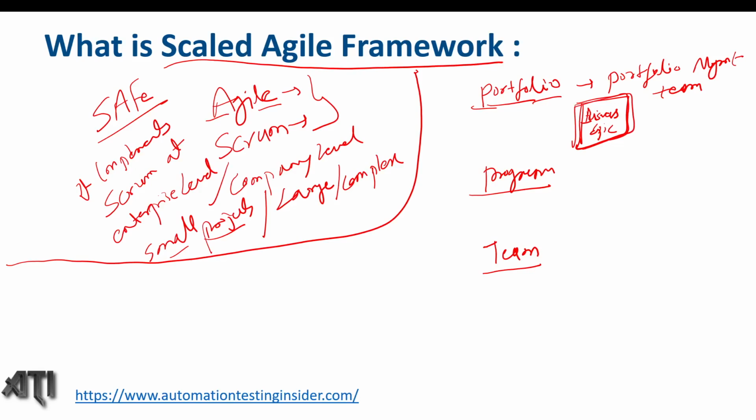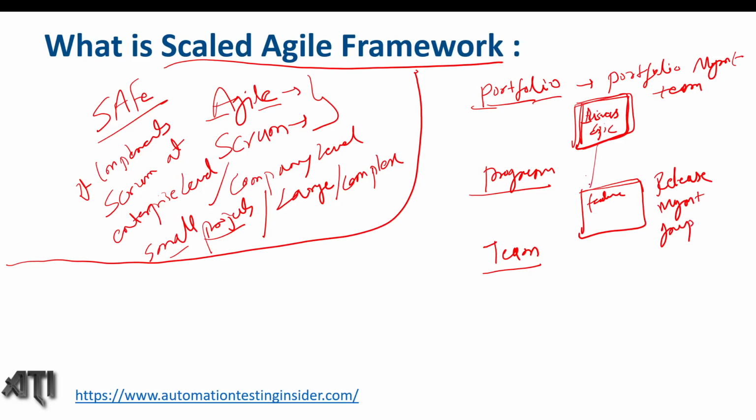Now the second level is program. To implement those business epics into features, we have this program level. So who will take care of this program level, the second level? Here we have the release team or release management group, who handles the features which need to be implemented.